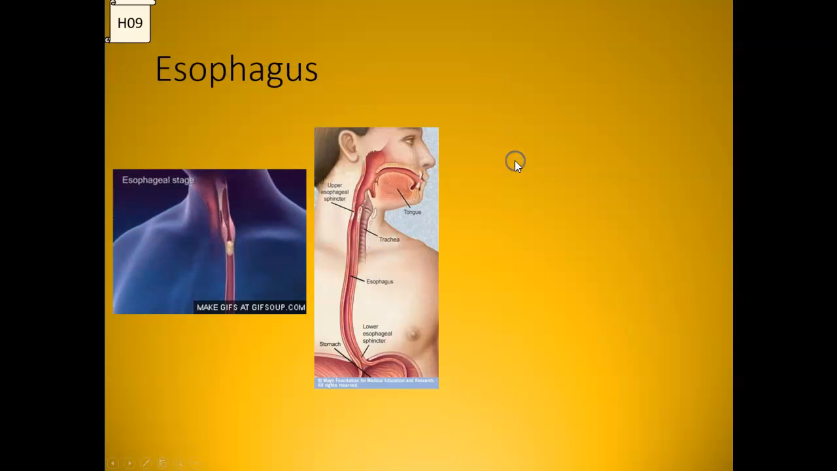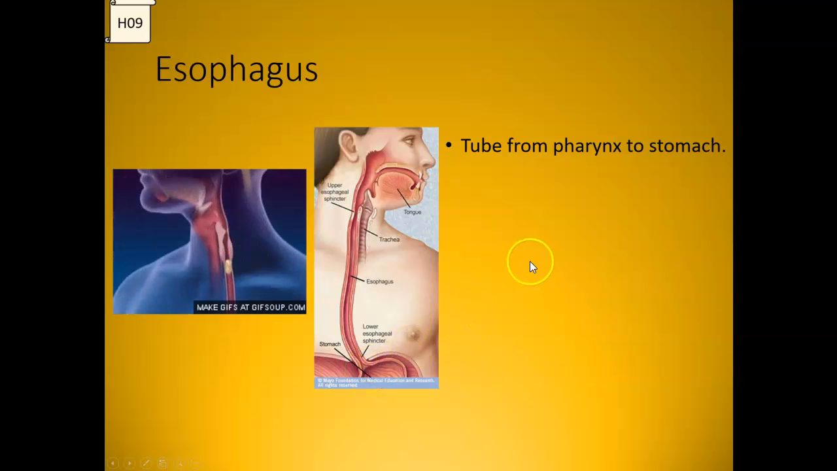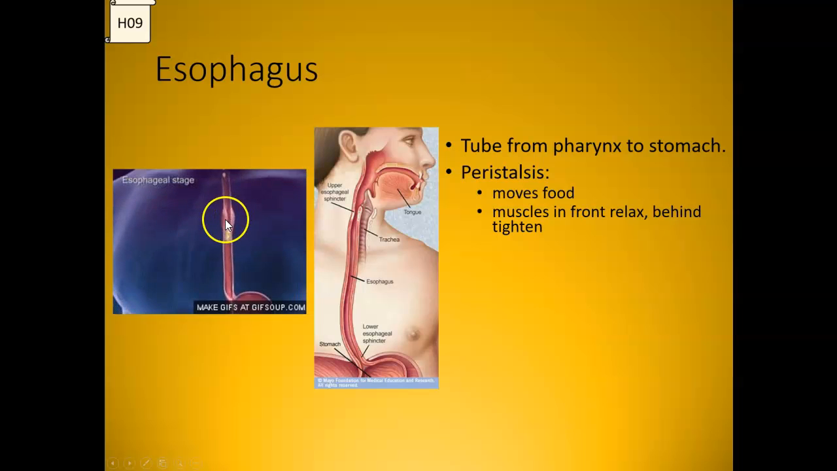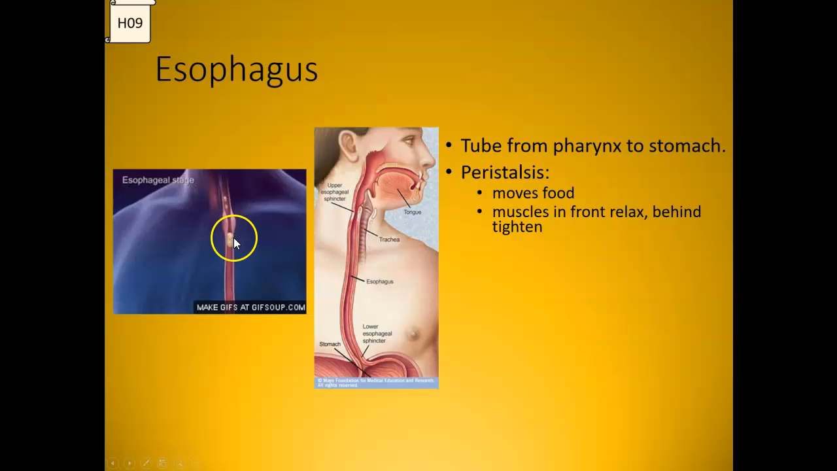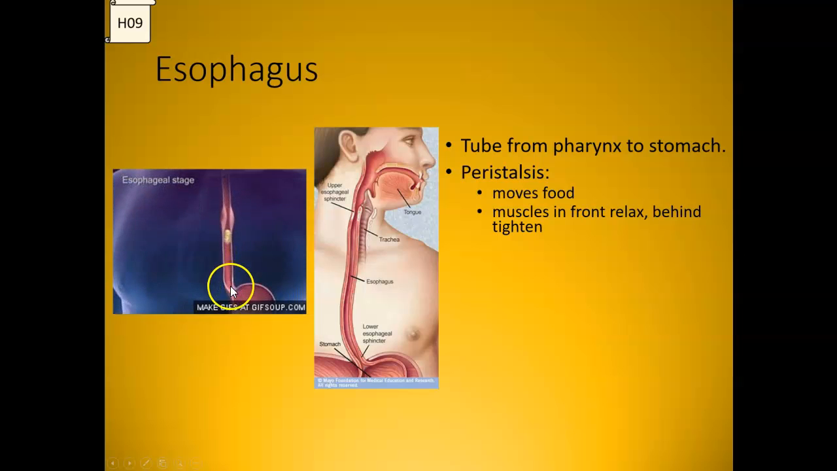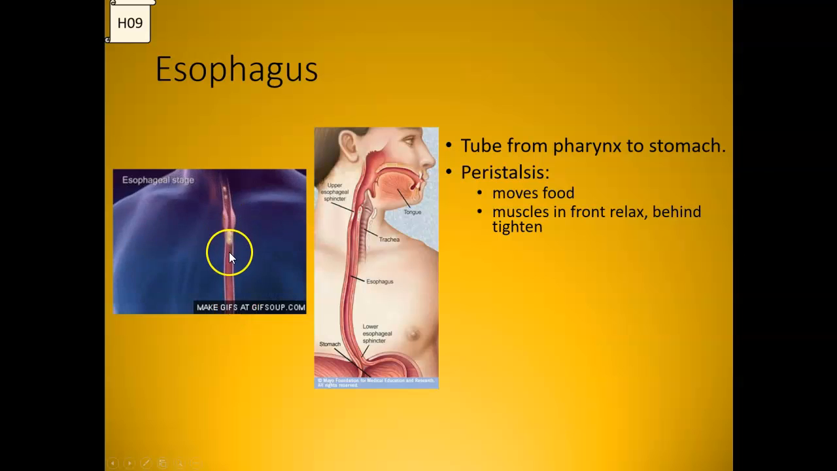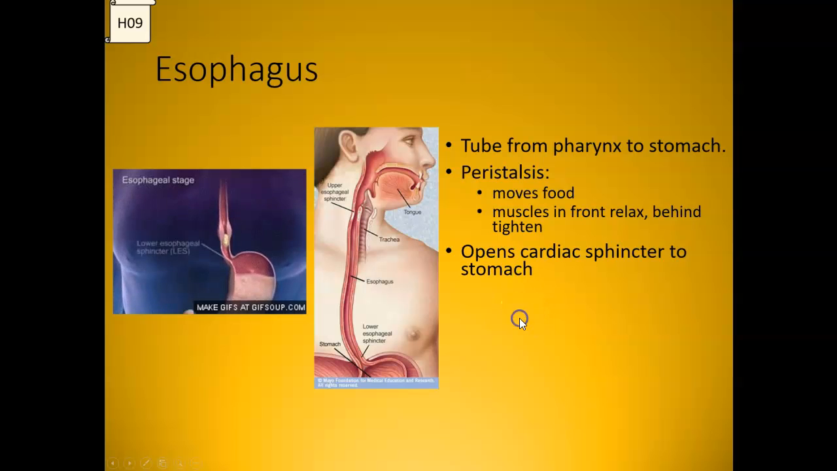Next thing we want to look at is the esophagus. The esophagus is a tube that runs from the pharynx, which is the back part of the throat, down to the stomach. Through the esophagus we have peristalsis, which is a contraction of the muscles behind that bolus of food that drives it down. It relaxes in front and contracts behind, and the bolus travels down and relaxes this ring of muscles, called the cardiac sphincter or lower esophageal sphincter. That opens up, and the bolus of food gets squeezed into the stomach.